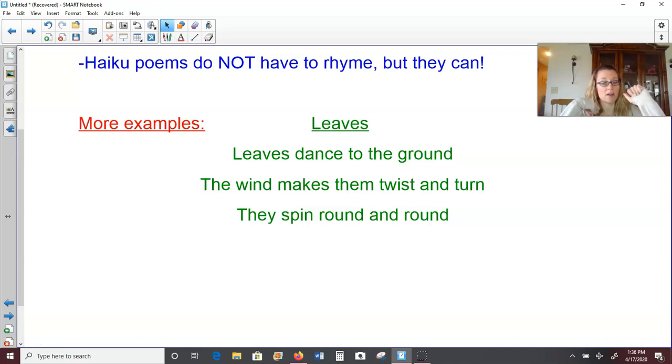Notice how I did not say they spin around because that adds an extra syllable. So you have to be kind of creative when writing haiku poems because you can't go over the number of syllables for each line. And this actually has a little bit of rhyming to it, ground and round. Leaves dance to the ground, the wind makes them twist and turn. They spin round and round. So it has a little rhyme to it. It's a short poem, just 3 lines to it, and it follows a syllable pattern, 5, 7, 5. So maybe you want to explore haiku poetry this week.